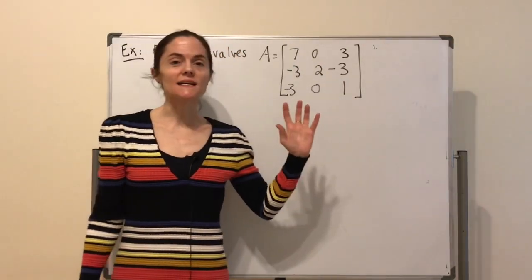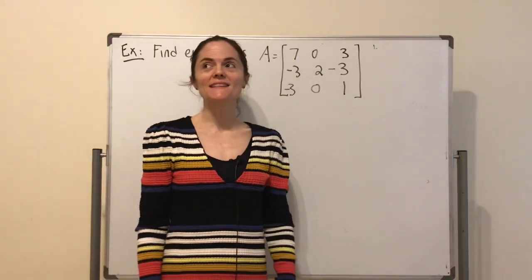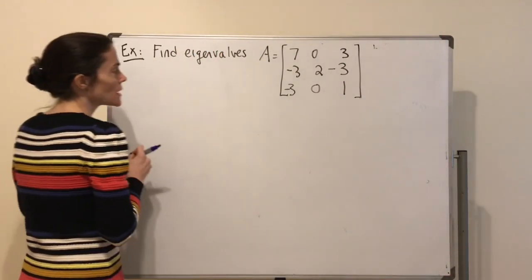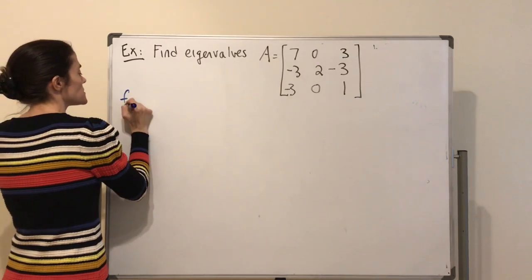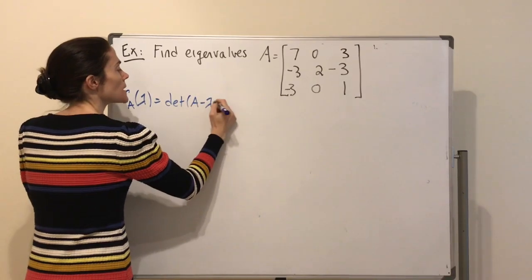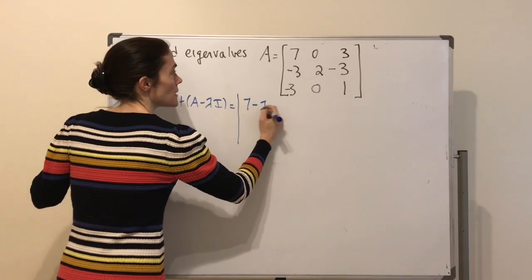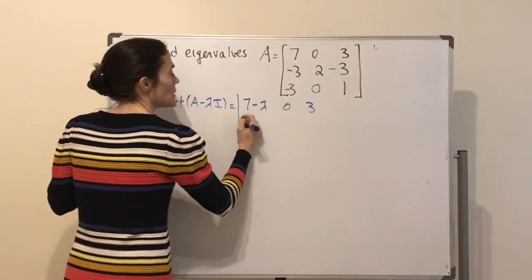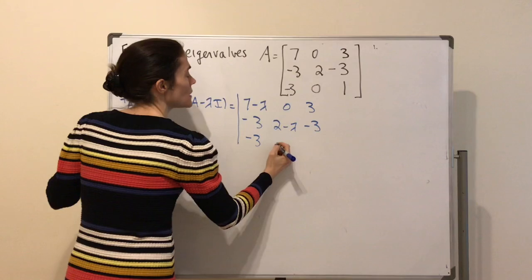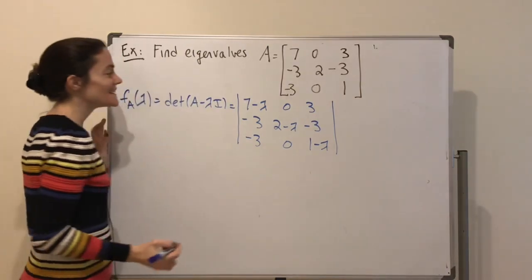This one we cannot just, well, it's not upper triangular, it's not lower triangular. We can't just look and pull off the diagonal entries as our eigenvalues because it won't turn out that way. So we need to compute A minus lambda I. We take 7 minus lambda, 0, 3, minus 3, 2 minus lambda, minus 3, 0, 1 minus lambda.